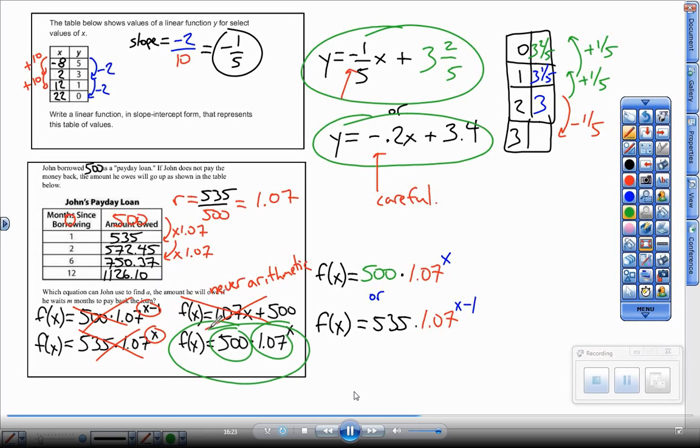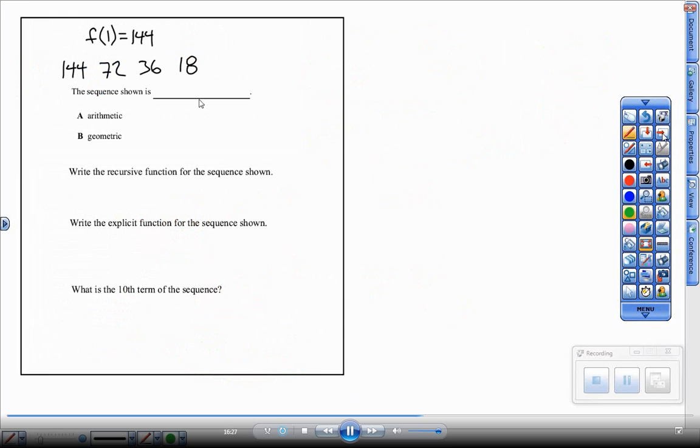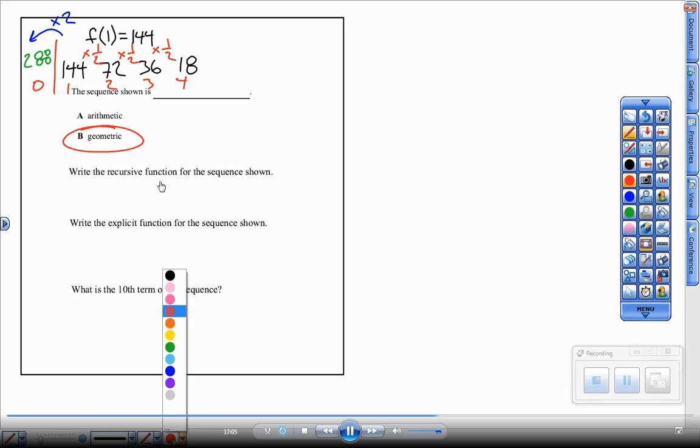Okay, next problem. Here we go. This one has you find all the answers to this sequence. I want you to see that this is dividing by 2, but we write that as timesing by a half. Dividing by 2 is the same as timesing by the reciprocal of 2. That is the first term, second term, third, fourth. Going to the left to the 0 term, the opposite of timesing by a half is timesing by the reciprocal of that, which is 2. So 144 times 2, we'll backtrack to that 0 term, gives me 288. That makes this geometric. The recursive pattern would be f of x equals f of x minus 1 times 1/2.